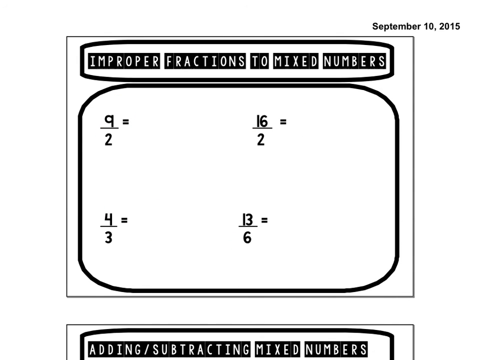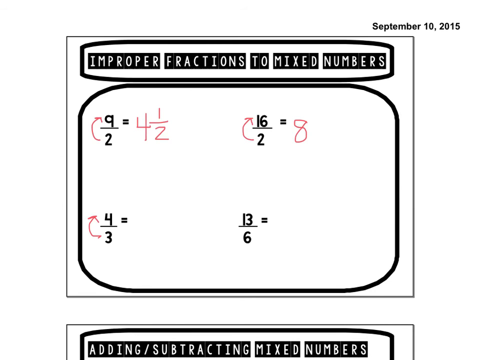Now we're going to go the other way around. So when you notice that a fraction has a bigger numerator than it does denominator, then you have to change it into a mixed number. You ask yourself, how many times does the bottom fit into the top? Well, 2 fits into 9 4 times, and that only takes us to 8, so we have 1 left over, and our denominator stays the same. And the next one, 2 fits into 16 exactly 8 times. There are 0 leftovers, which I do not have to write down, so I can just leave it as 8.